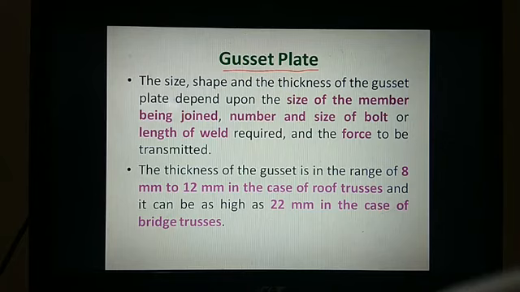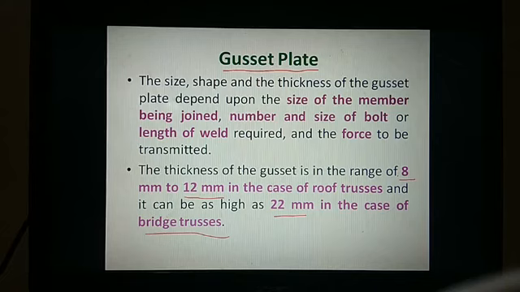The thickness of the gusset is in the range of 8 to 12 mm. You can't go beyond that. Why? Because when the thickness increases, definitely the cost is also going to increase in the case of roof trusses, and it can be as high as 22 mm in the case of bridge trusses. Okay, so normally in roof trusses you can go with gusset thicknesses of 8 to 12 mm.